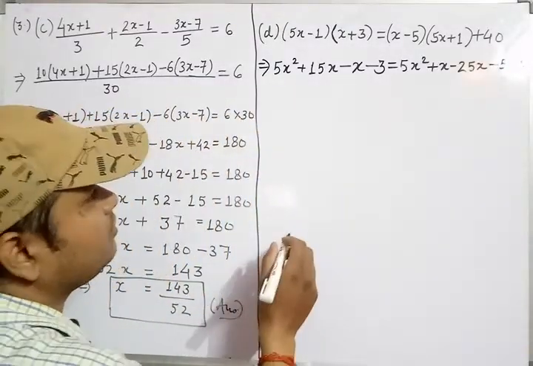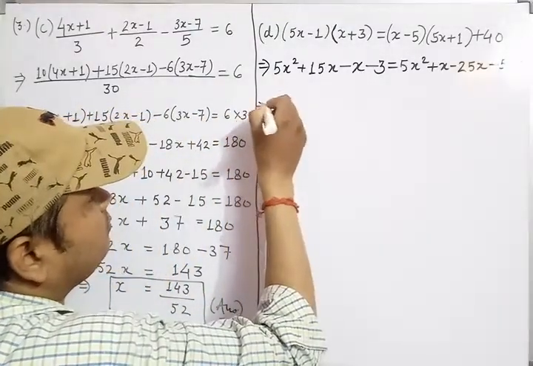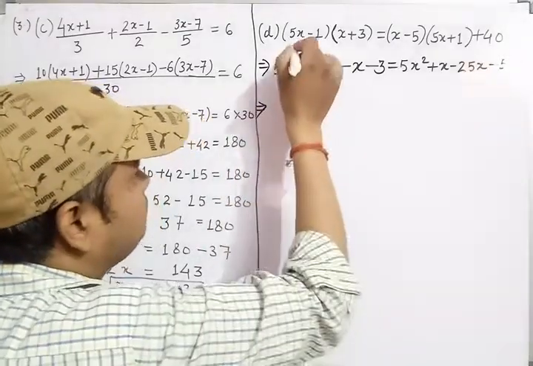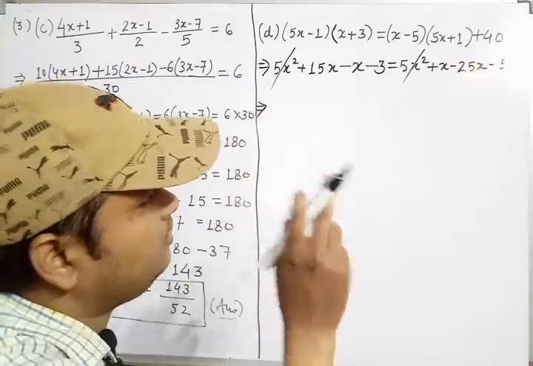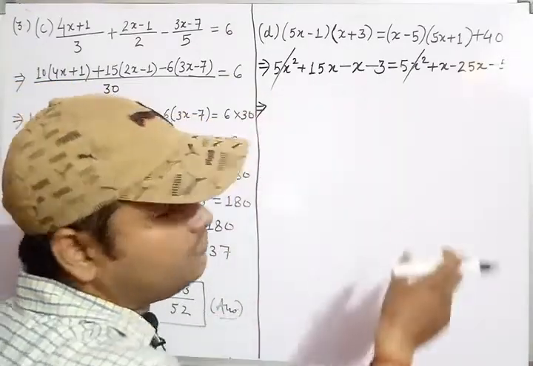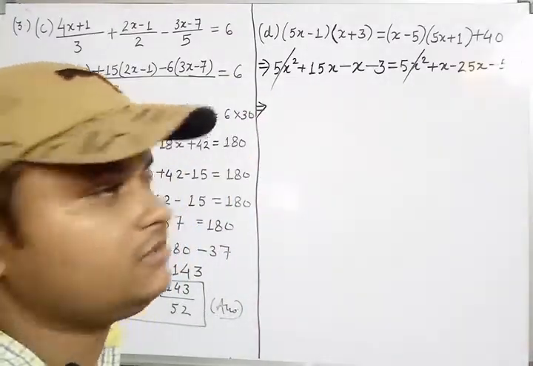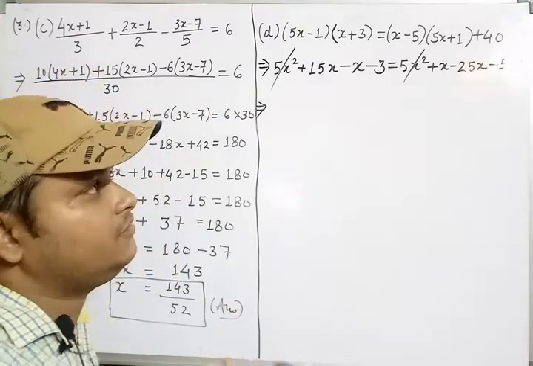Okay, so here 5x square will be cancelled, because if the same term with the same operator is given on both sides, then they will be cancelled.